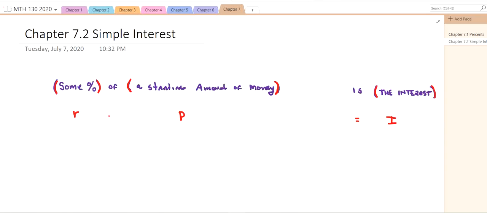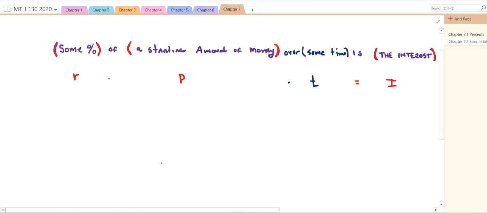Except we have one addition. When people are dealing with money, sometimes they want to do this calculation over a period of time. So we need to add one little thing here. So I want to add the phrase over some time. And this then also translates into a times T. So what we end up with here is interest equals P times R times T.